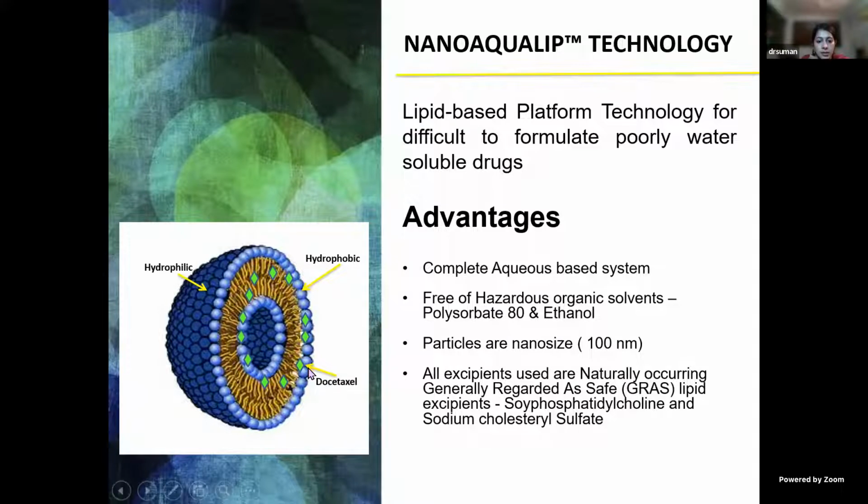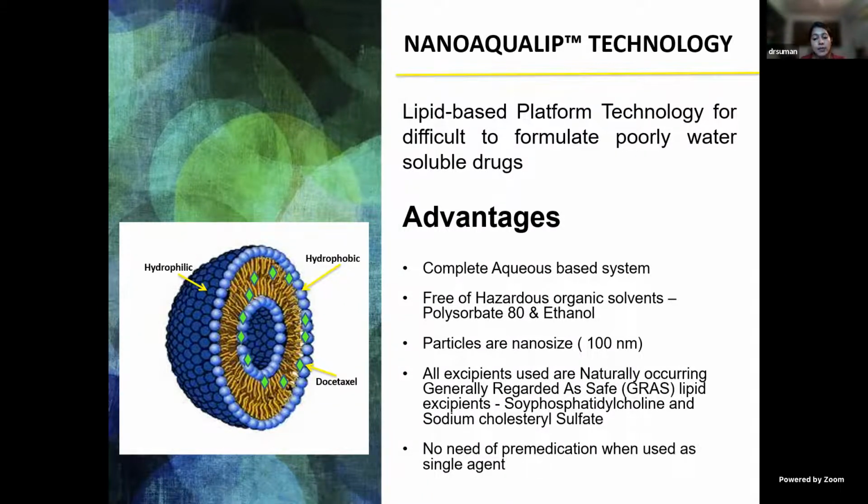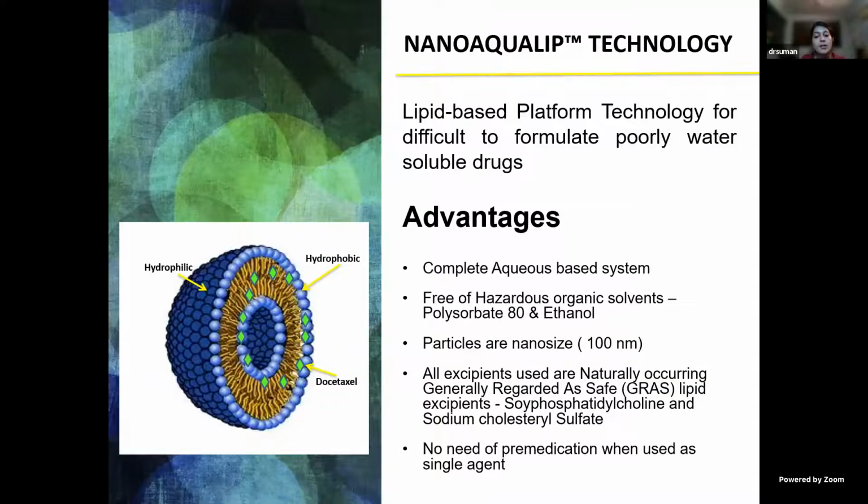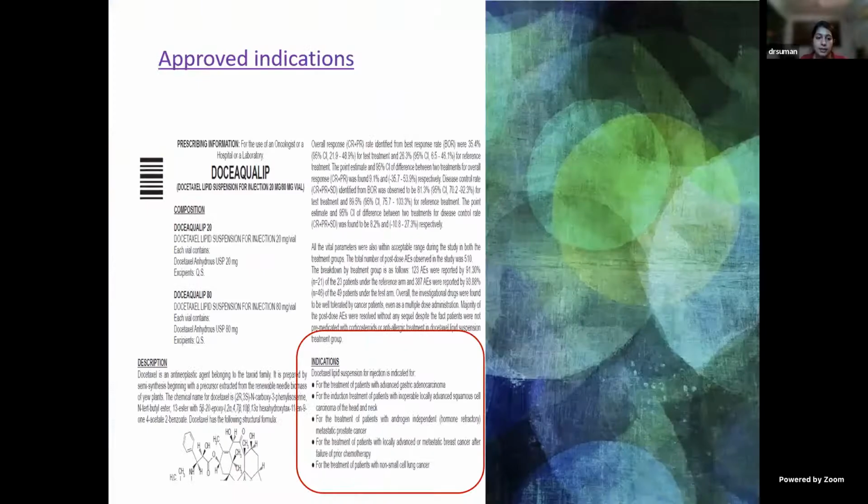So this is the docetaxel. There is a hydrophobic core and a hydrophilic cover, and all the ingredients are naturally occurring, generally regarded as safe lipid contents, like the soya phosphatidylcholine and the sodium cholesterol sulfate. There is no need for pre-medication when it's used as a single agent.